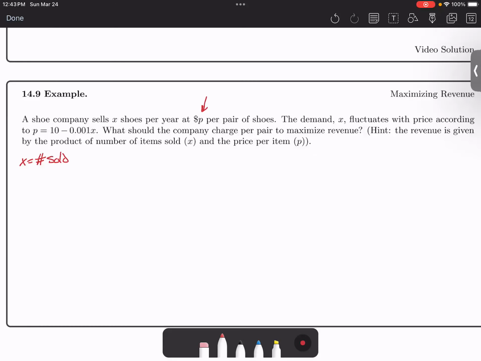Now, we all know that if you change the price, the demand is going to change, right? If you raise your price, demand is going to drop. If you decrease your price, demand is going to increase. So the demand x fluctuates according to the price according to this equation. That's the number of shoes I sell, that's the price per shoe. That's the relationship. Now, the question is, what should the company charge per pair to maximize our revenue?